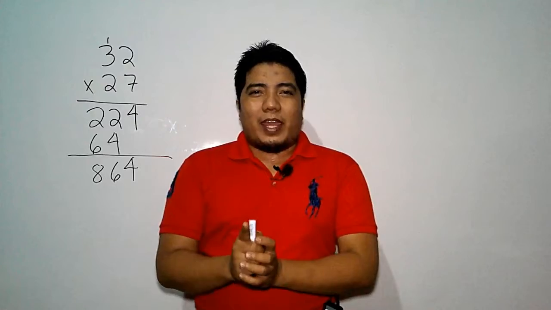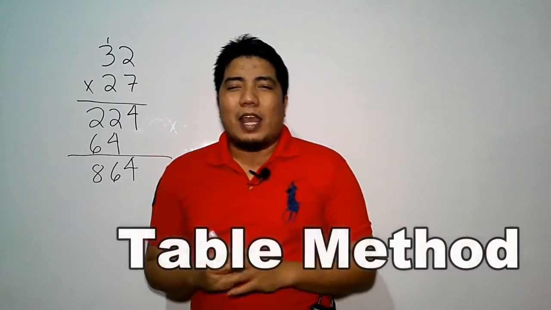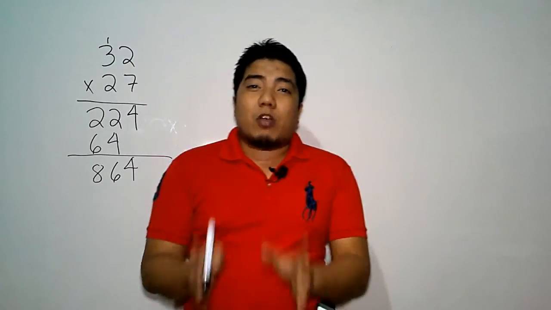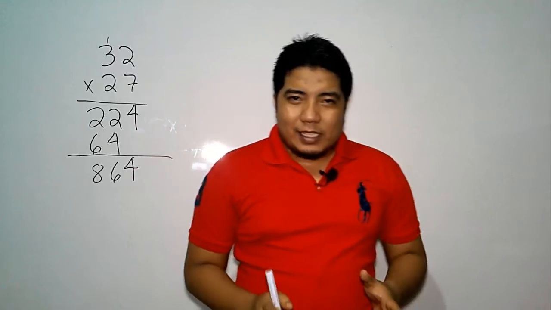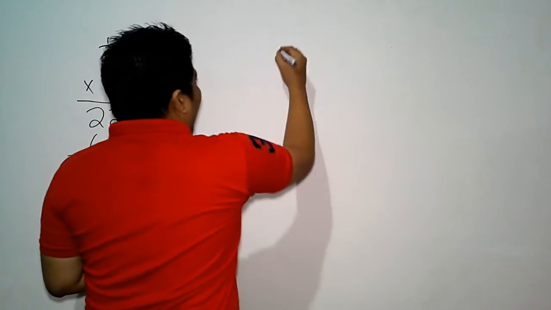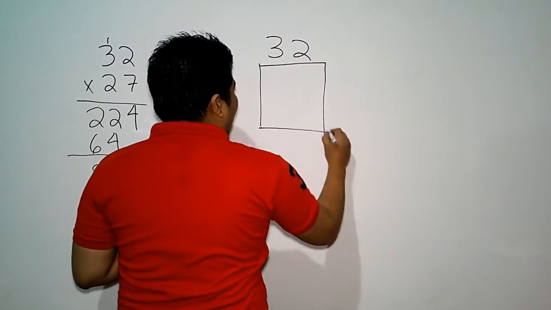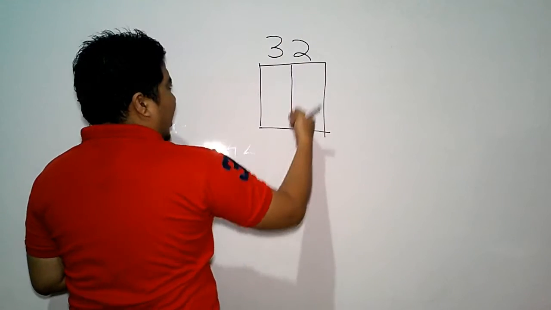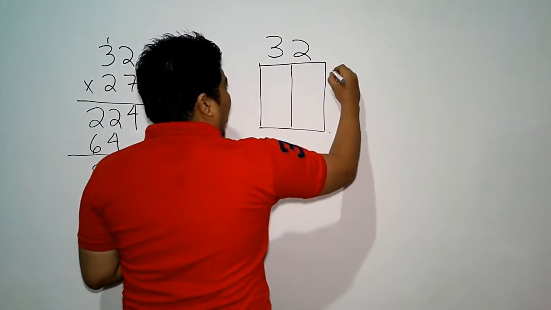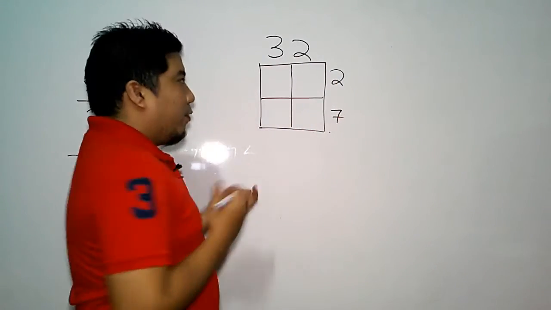The first thing that I will be teaching you is what we call the table method. Now, in the table method, what you will do is you will make tables with columns and rows. Now, this is how we do this. Considering we have 32 and 27, we will make 32. Then we make 2 columns for that one, representing the 3 and the 2. Then, we have 27. We will put that as our rows, giving us this table form.